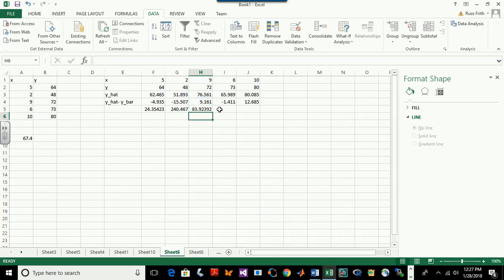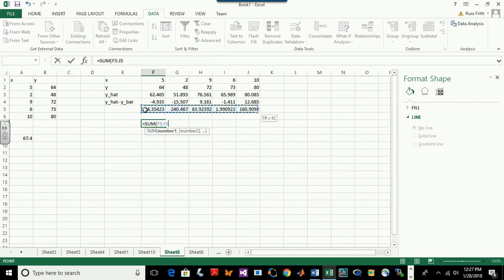Okay, and then we need to square this value. This would be the square of y hat minus y bar, and then the unexplained variation will be the sum of these squares. Okay, so the unexplained variation is the sum of these, which is 511.643.